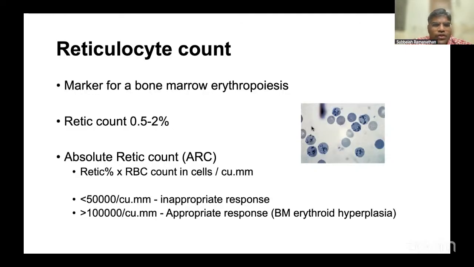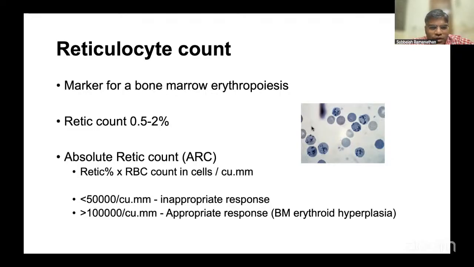The simplest way to calculate in the clinic is to multiply the red cell count, whatever is provided by the lab without any correction, with the retic percentage. That's the uncorrected retic, and you get an absolute value. For example, if the patient has 1% retic and the RBC count is 5 million, it will be 50,000 per cubic millimeter. If it's less than that, you term it as an inappropriate response. So there is something wrong in the marrow. Either the fuel is not there, like B12, iron, folate, or the marrow is at fault.